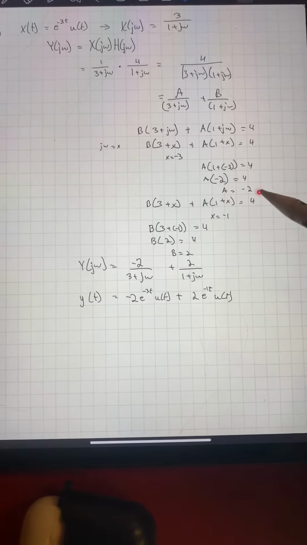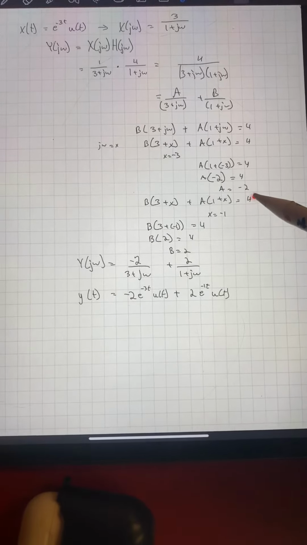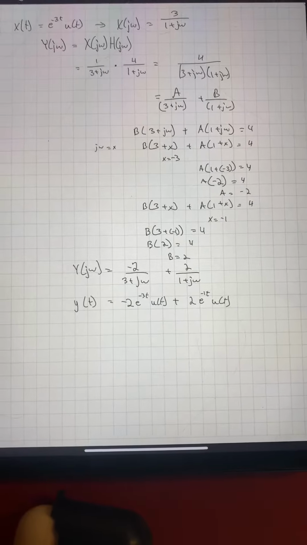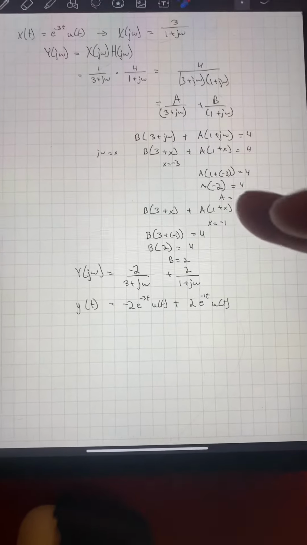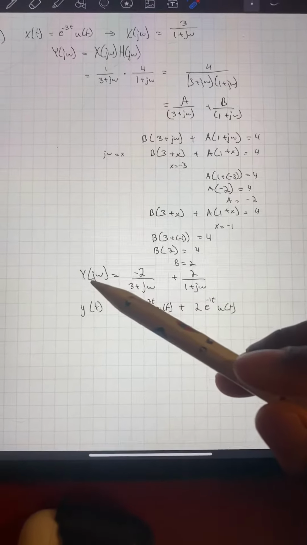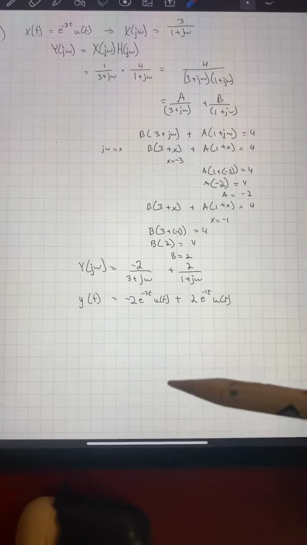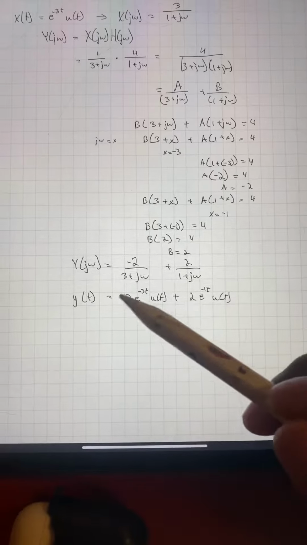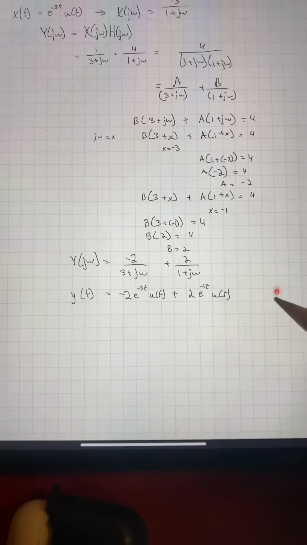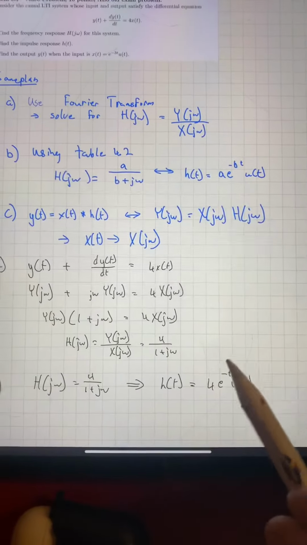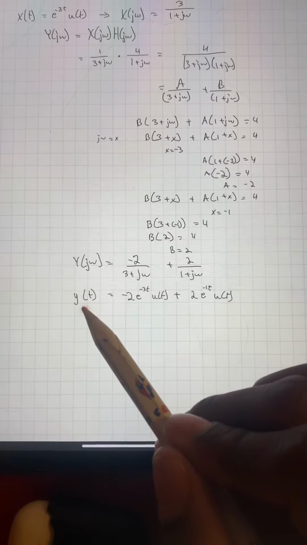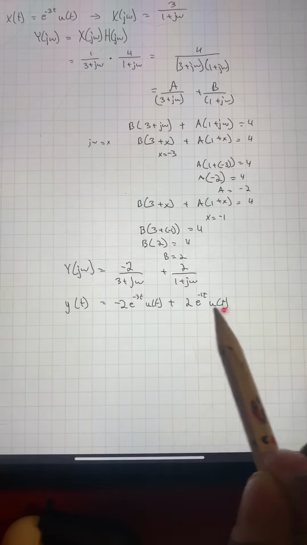As you can see, my a value is a equals -2, and my b value is b equals 2. From then on, you can plug the a and b values back into your partial fraction to then have our y sub t in frequency, y of j omega. From then on, you're going to change back into the time domain from frequency to time, the same way that we solved for our impulse response. And just like that, we are able to find our output y sub t, which is this function right here.